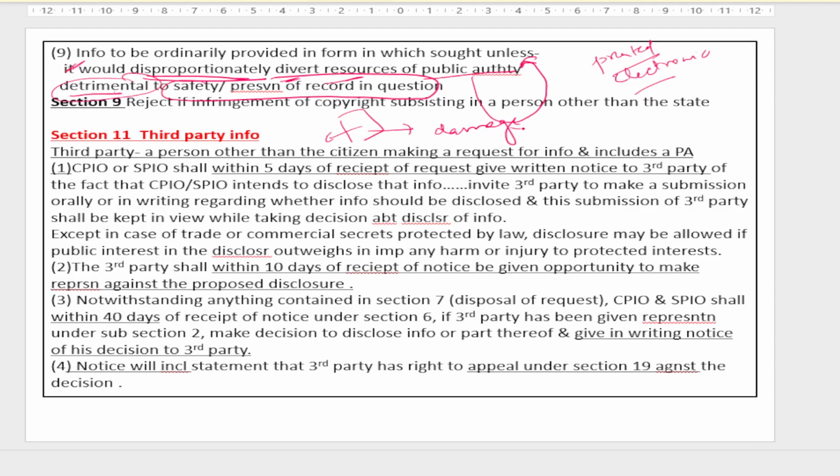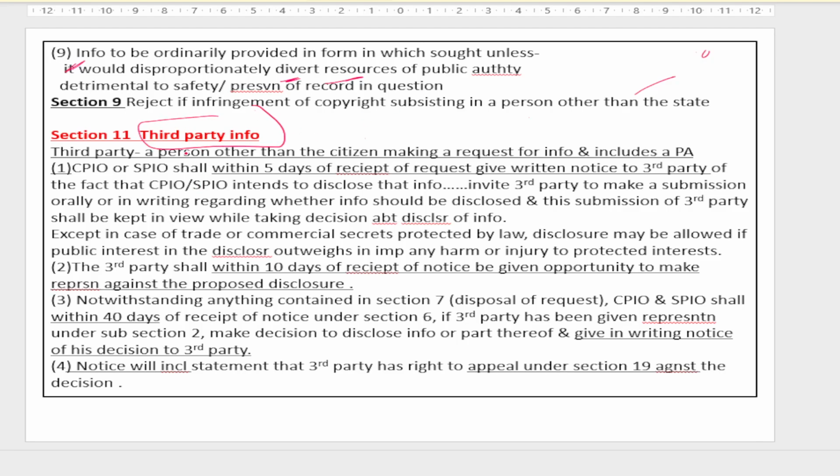And in that case, information can be provided in a form other than the form that is sought by the applicant. Now we come to section 11 that deals with third party information. We have already covered this section. We will again revise it. Section 11 relates to third party information.